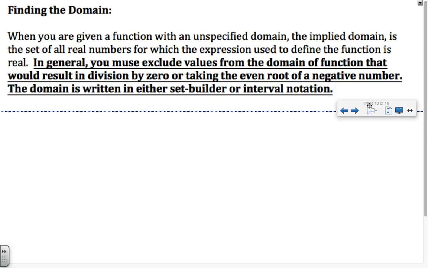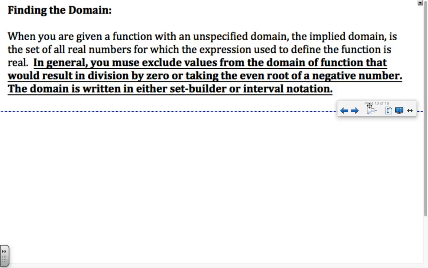In general, and this goes for any kind of complicated function, you must exclude values from the domain of a function that will result in a division by 0, or taking the even square root of a negative number. So that's square root or fourth root or any sort of even root of a negative number. The domain is then written in either set builder notation or interval notation.